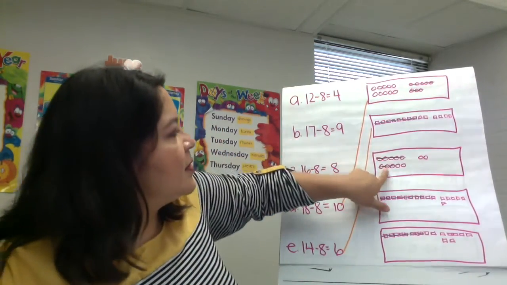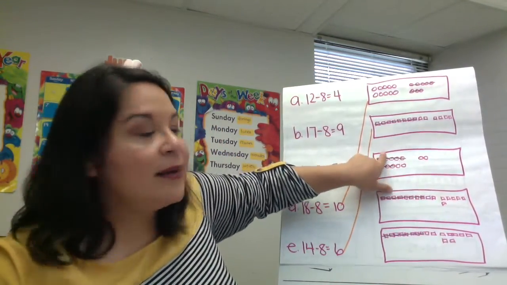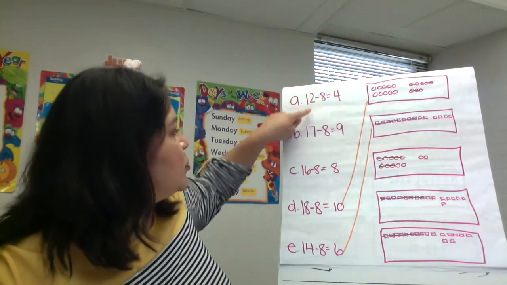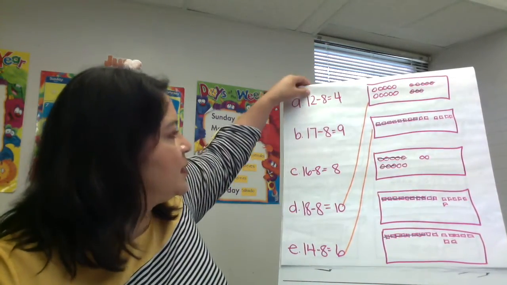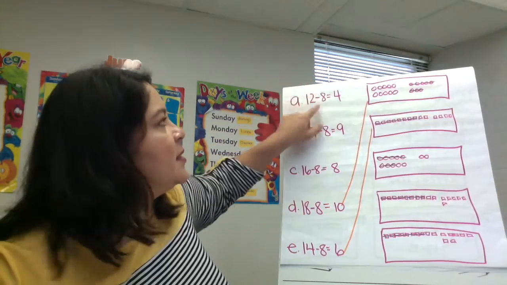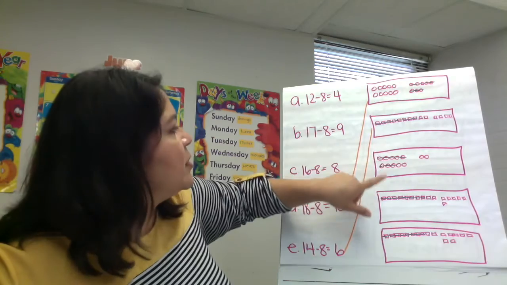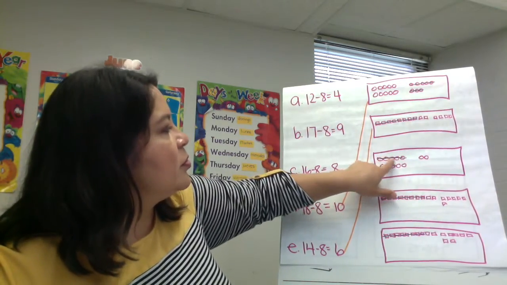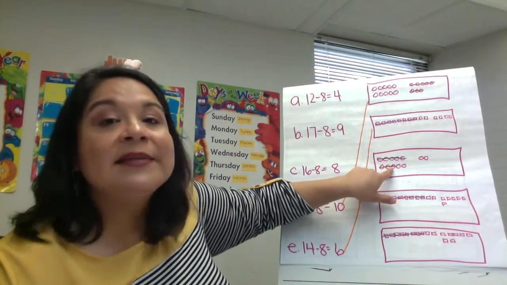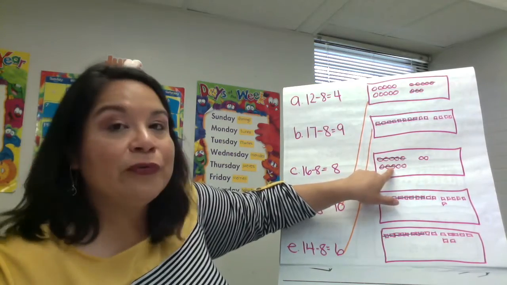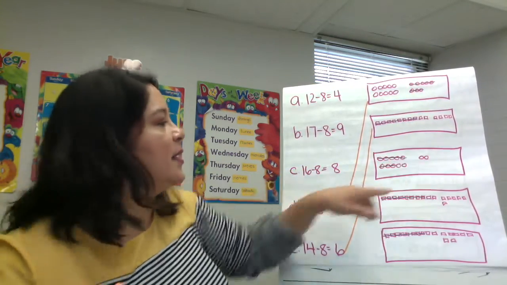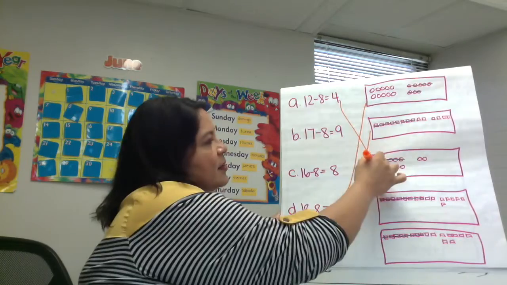And then we go to this one. We know this is 10, 11, 12. Which one begins with 12? This one. And now we're going to check. Did they subtract 8? And was the answer 4? So it's 12. 1, 2, 3, 4, 5, 6, 7, 8. Yes. And was the answer 4? 1, 2, 3, 4. Yes. So this one matches this one.